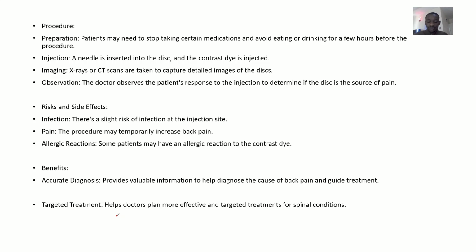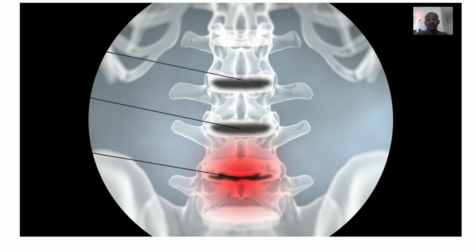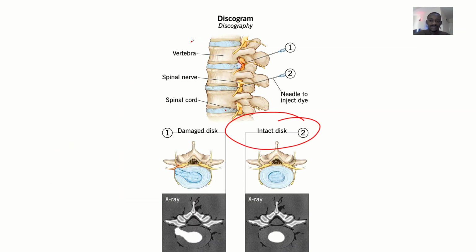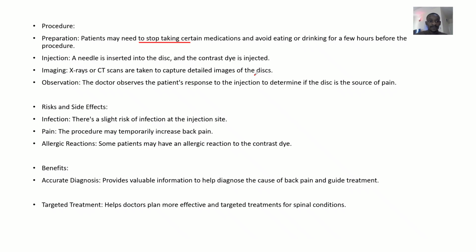Okay. So for the procedure, how we can do this is first of all, you prepare the patient. So the patient needs to stop taking certain medications or avoid eating or drinking for a few hours before the procedure. Okay. Then injection, a needle is inserted into the disc, and the contrast dye is injected right into this place, so that I can have a clear image like this.